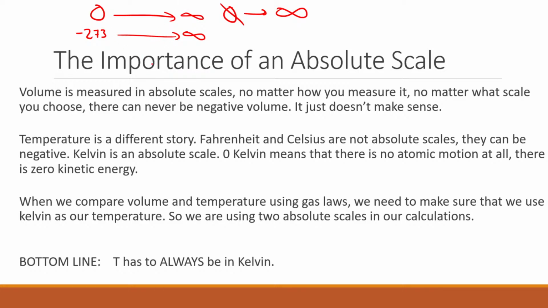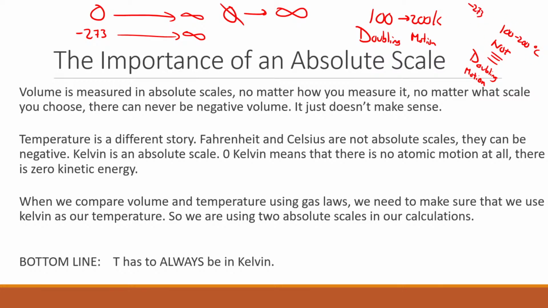And so if we're talking about doubling energy, doubling temperature, doubling how fast the particles are moving, Kelvin is actually the only one that shows doubling motion by doubling the number. If I go from 100 to 200 Celsius, I am not doubling the motion of the particles, right? I'm not doubling the speed of the particles. I'm just increasing by 100 Celsius. Because Celsius starts at negative 273, its true 0 is not 0 Celsius.